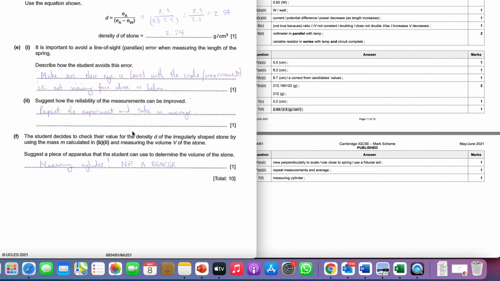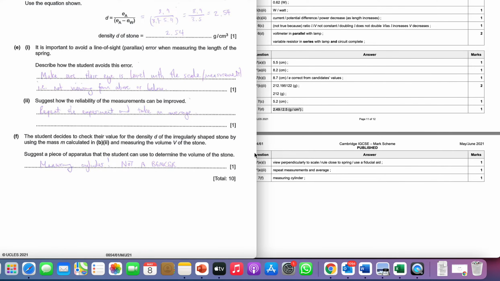Well, the way that we would do this is we would literally move our heads. If you could see me right now, I'm moving my head up and down in line with the ruler so that I can measure the length of the spring more accurately. What we don't want to be doing is viewing it at an angle. So what I've said is that you make sure your eye is level with the scale, not viewing it from above or below.